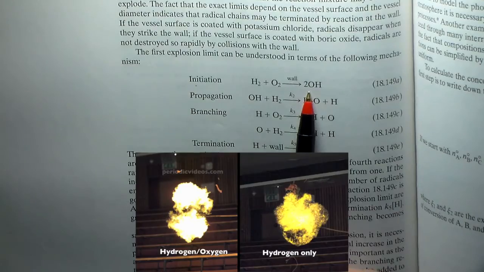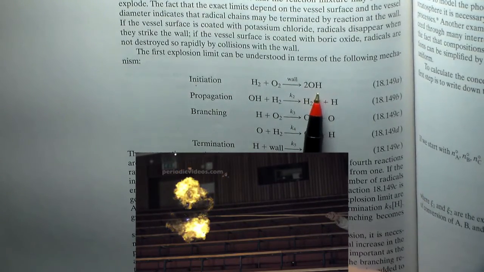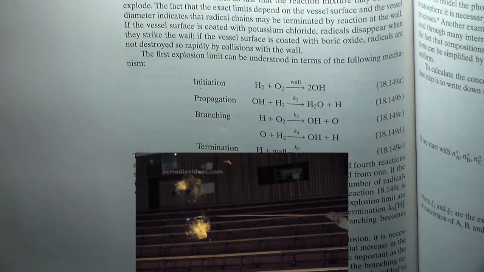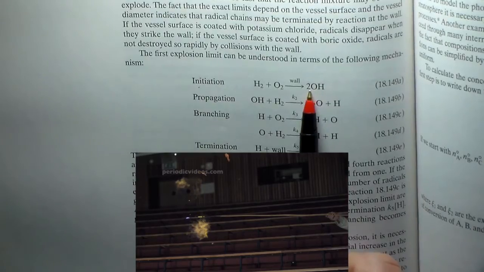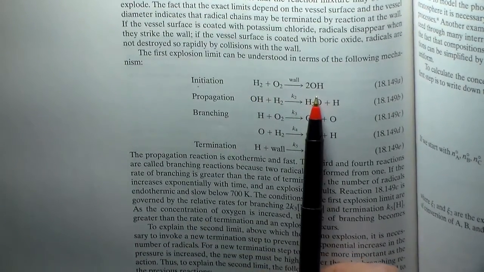radicals. Okay, this isn't a hydroxide anion. This is just an OH molecule. We call it a radical because there's an unpaired electron, and it's much more reactive than a regular molecule. So this is called an OH radical. So we have here two hydrogens and oxygen give us two OH radicals.